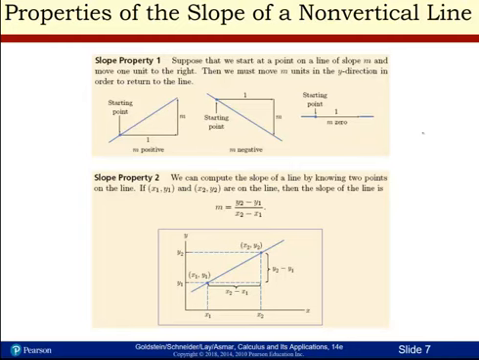Slope property 2 defines slope in terms of an equation, and this is the equation that we have been looking at for many, many years now. We can compute the slope of any line as long as we know 2 points on that line. If x1, y1 and x2, y2 are both on that line, then the slope of the line is given by m equals y2 minus y1 all over x2 minus x1. And then we can see from our graph here the slope of the line.